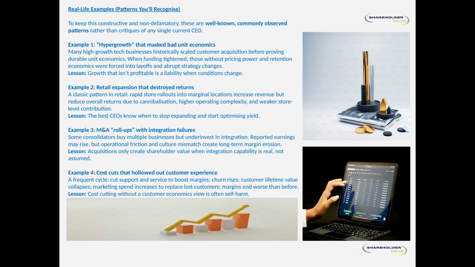Finally, cutting costs by reducing customer support may improve margins short term, but often increases churn and lowers customer lifetime value, forcing higher marketing spend and leaving margins worse off in the long run. Cost cuts without a clear view of customer economics often cause more harm than good. These examples highlight important lessons for scaling businesses with an economic profit mindset.